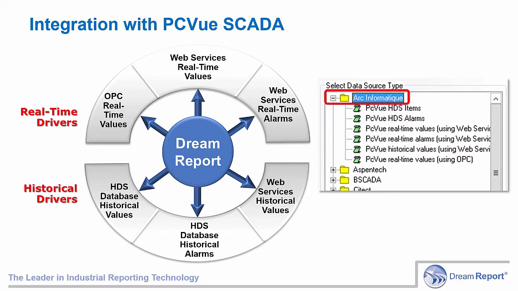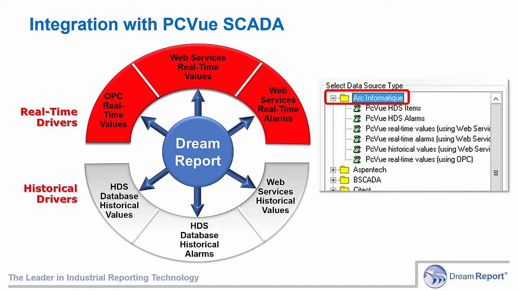When we expand the Arc Informatique folder in the DreamReport communication driver wizard, we see the list of available PcVue drivers. For communication with real-time values and alarms, we have three options. If DreamReport is installed on the same machine as the PcVue HMI, using the OPC real-time values driver is a quick and easy way to access real-time values.